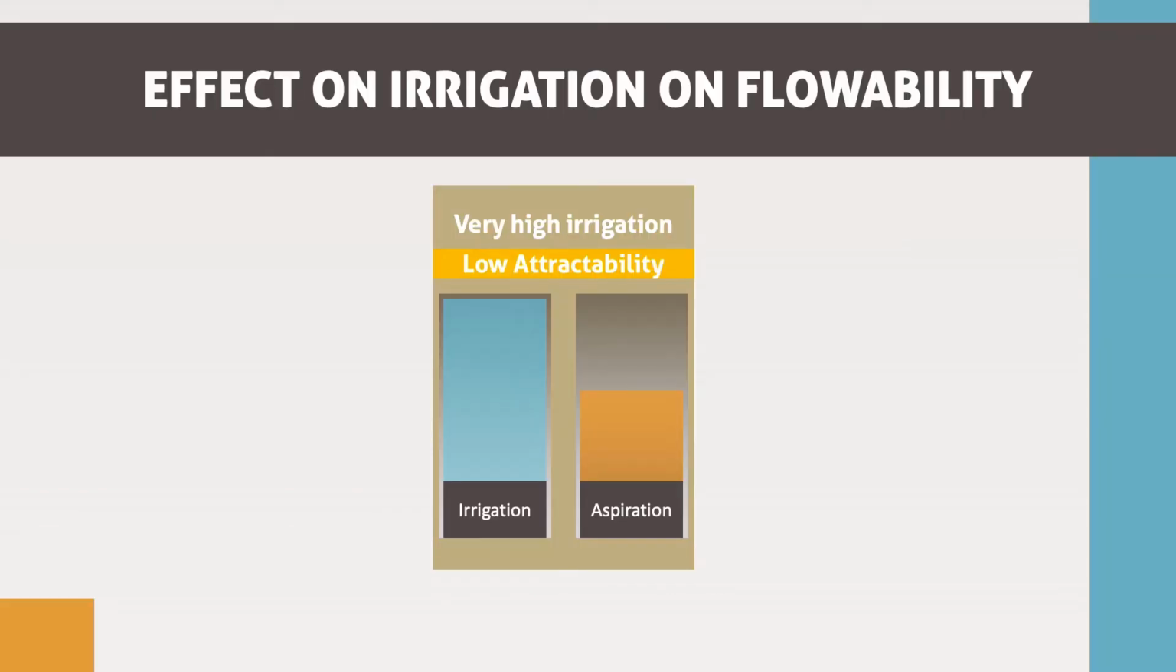So what is the effect of the irrigation or bottle height on flowability? If we increase the bottle height, which in turn will increase the irrigation, we will have poor flowability and attractability of the nucleus toward the phaco tip, because the irrigation is excessively higher than the aspiration flow rate. So we have to have a balance between the irrigation and aspiration.